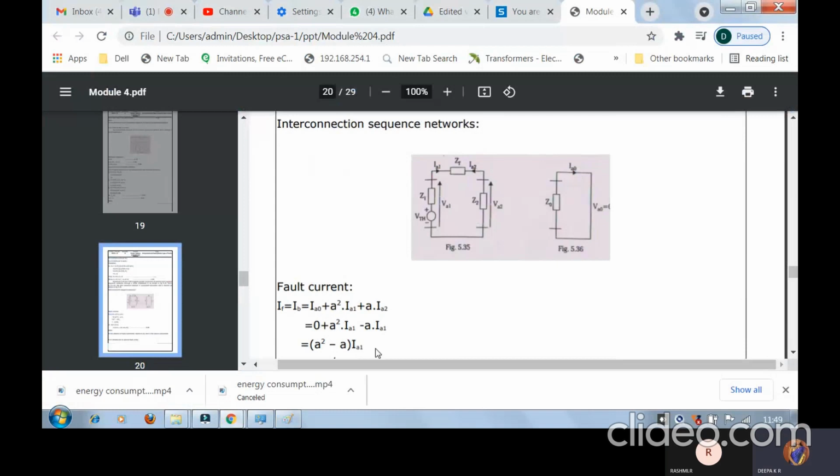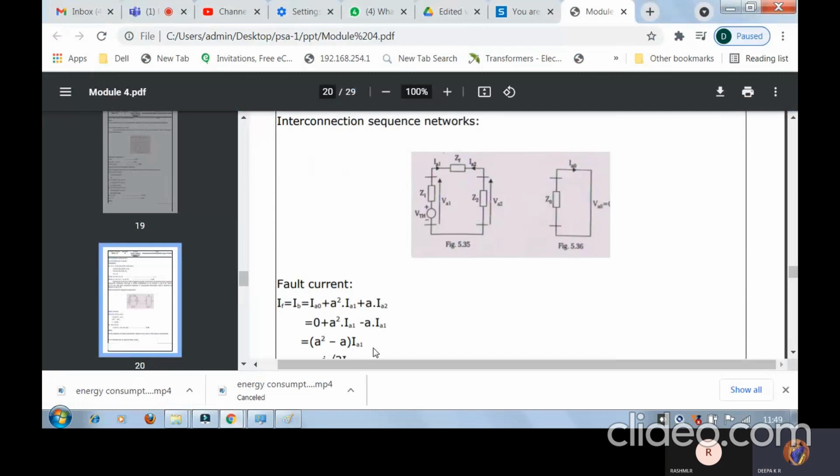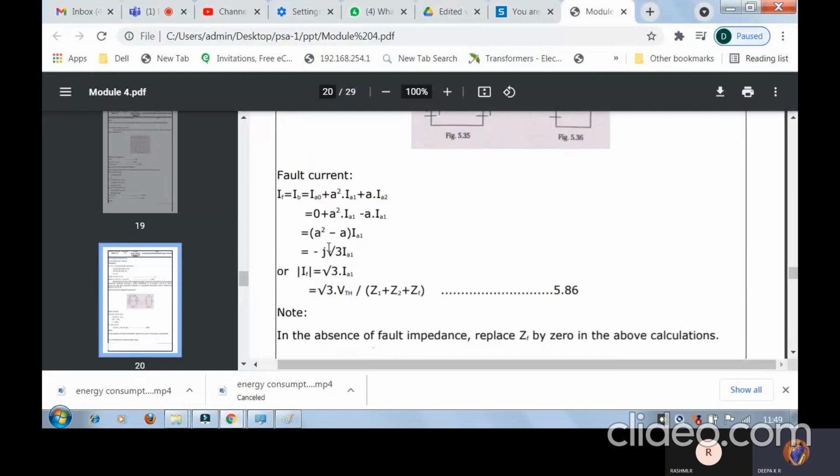Please, can you tell me what is the actual value of A square minus A? This is directly given in the operator calculation. That is nothing but j root 3. So that is minus, reverse process, right? It is minus j root 3 into IA1. So you can calculate the fault current in terms of magnitude. Magnitude of IF is equal to root 3 into IA1.